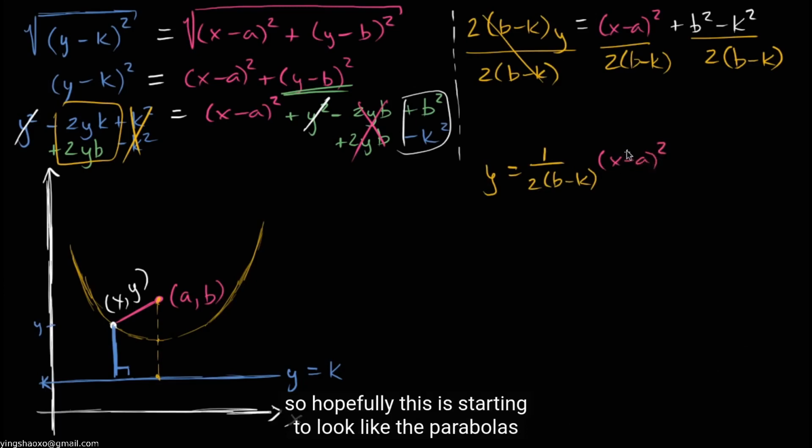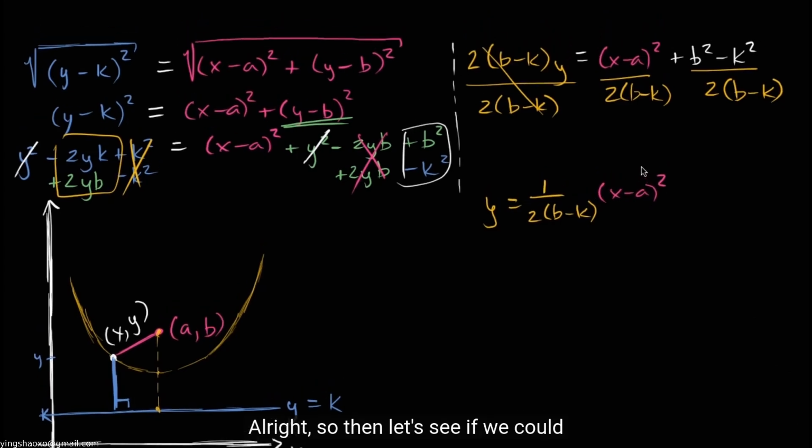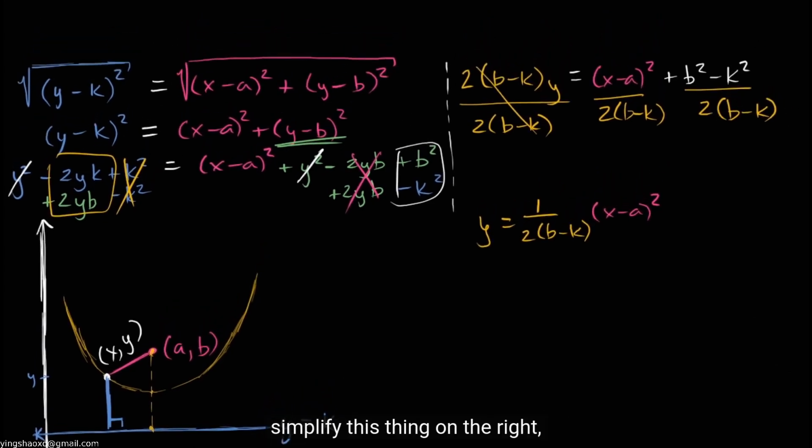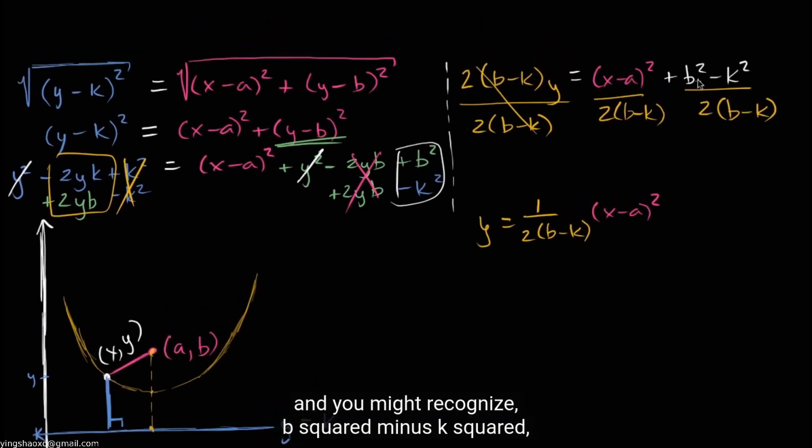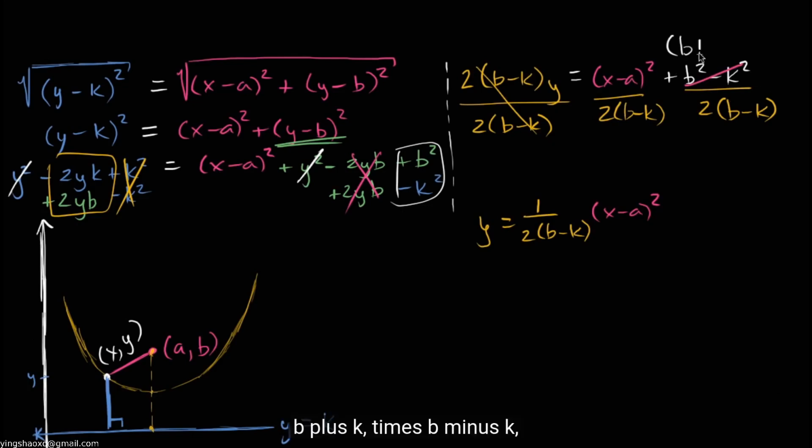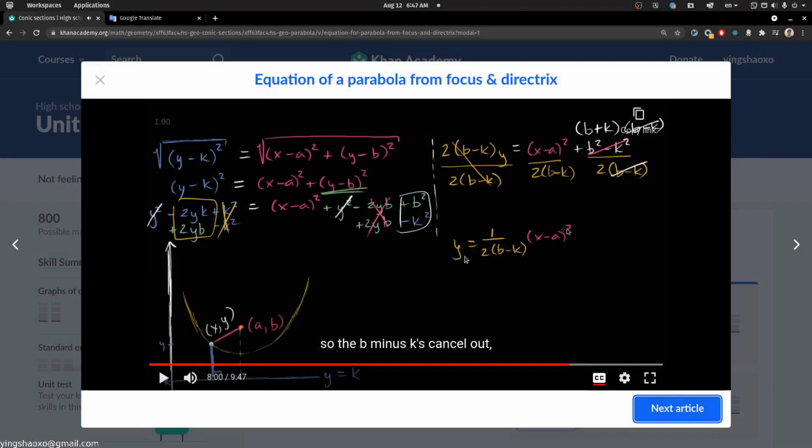So hopefully this is starting to look like the parabolas that you remember from your childhood, if you do remember parabolas from your childhood. All right, so then let's see if we could simplify this thing on the right. And you might recognize b squared minus k squared, that's the difference of squares. That's the same thing as b plus k times b minus k. So the b minus k's cancel out.